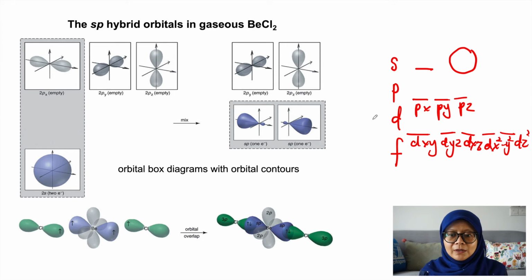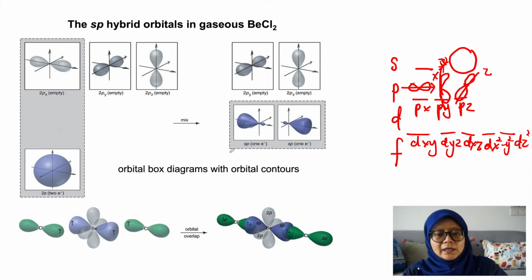For the p, we have 3 shapes. The px will be like this, the py will be like this, and the pz orbital will be like this. This is the x, this is the y, and this is the z. This is the y axis, and this is the x axis. So this is the diagram of the orbital overlapping between beryllium and chlorine.